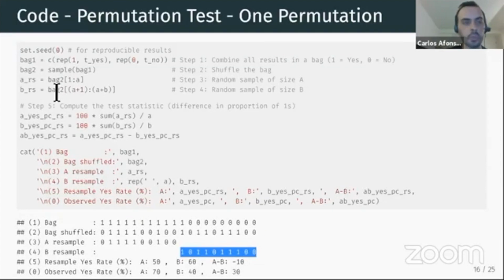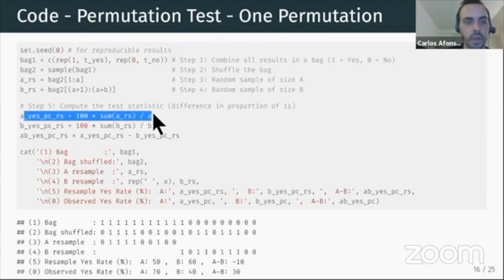Now that we have both resamples, we can compute the results, the yes percent for that resample. Again, the sum of all the values in the A resample, because the ones represent yes.